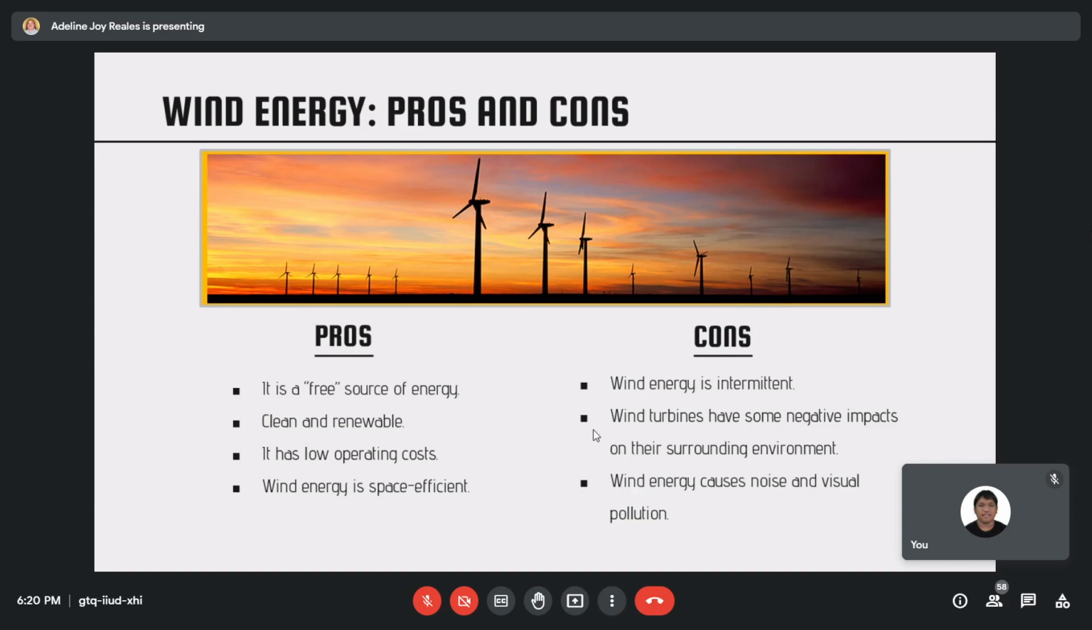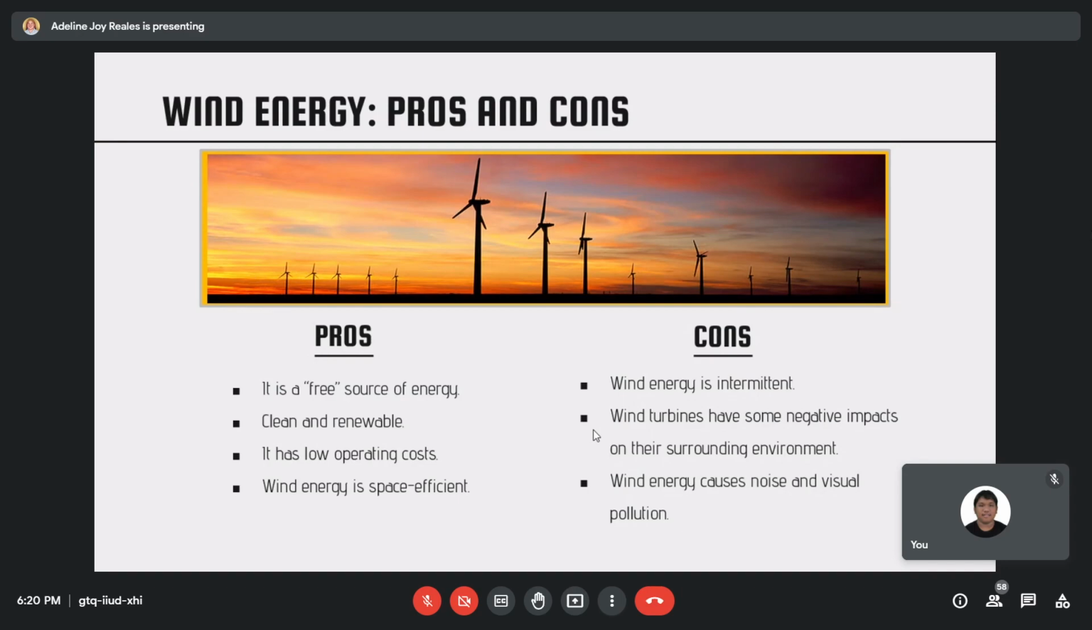Cons. Wind energy is intermittent. A wind turbine's effectiveness in generating electricity depends on the weather. Thus, it can be difficult to predict exactly how much electricity a wind turbine will generate over time.